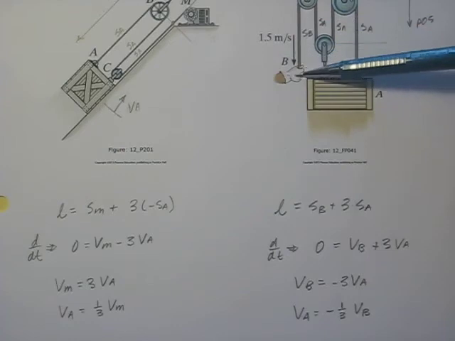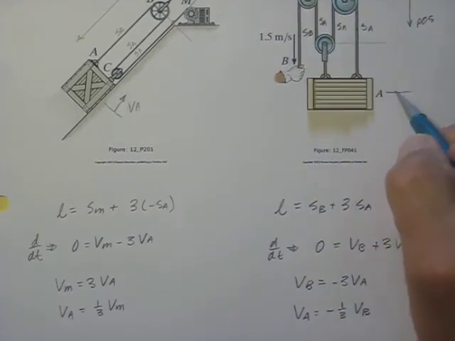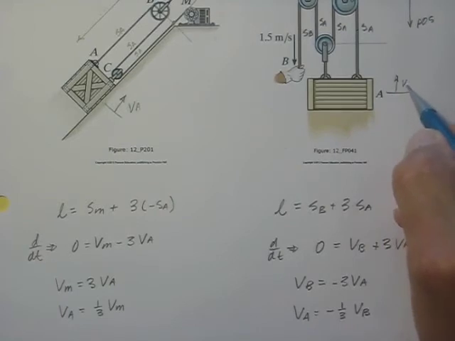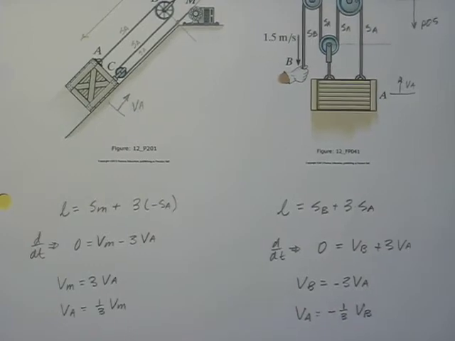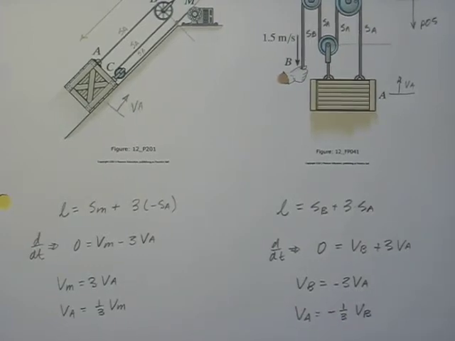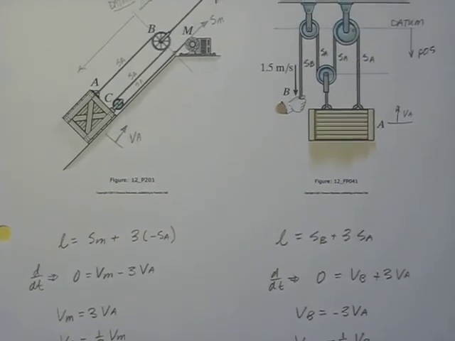I'm saying that is moving down that way, but we can by observation see that A is actually going to be moving up like that. So VA is going up in that direction. And so I can say that VA is equal to negative 1/3 VB because of the sign. Okay, so that gives us a little introduction to how to handle these straight pulley systems.